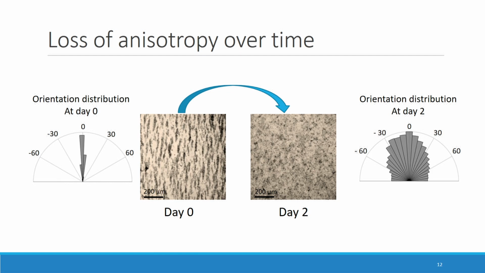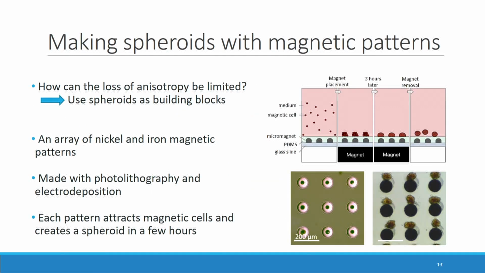But we still lose the anisotropy over a few days. So we needed to find a solution to preserve the anisotropy much better, and the idea we had was that instead of aligning individual cells, we could align much bigger objects, spheroids, and basically use these spheroids as biological building blocks that can be assembled magnetically. And because our cells are magnetic, we thought that we could take advantage of that to make our spheroids.